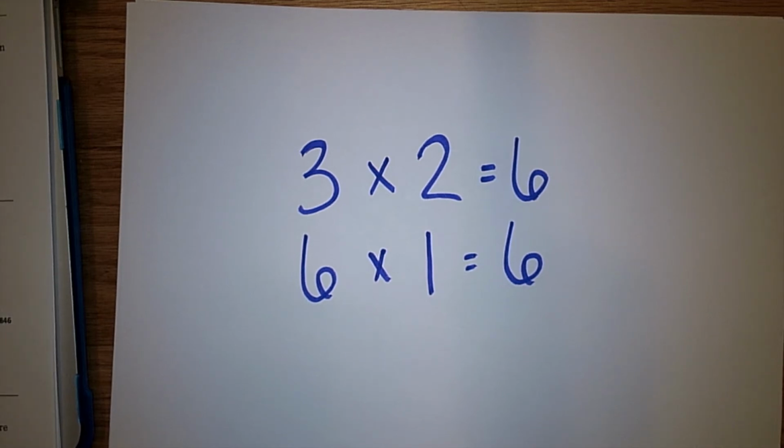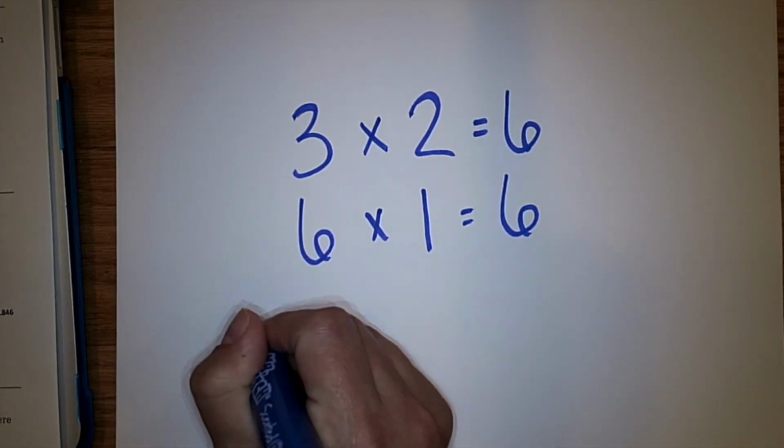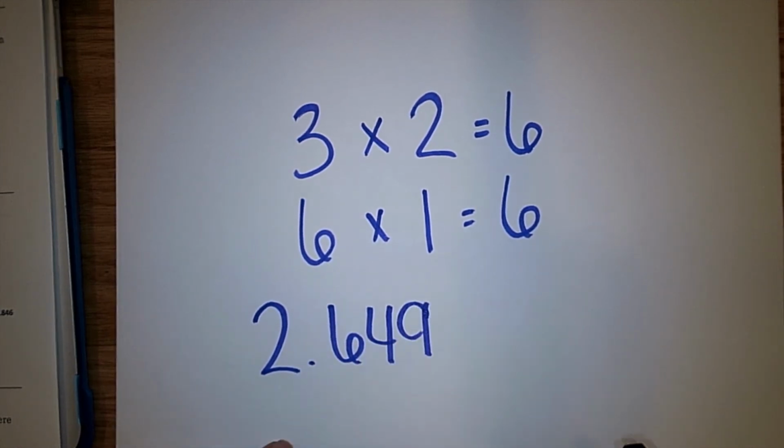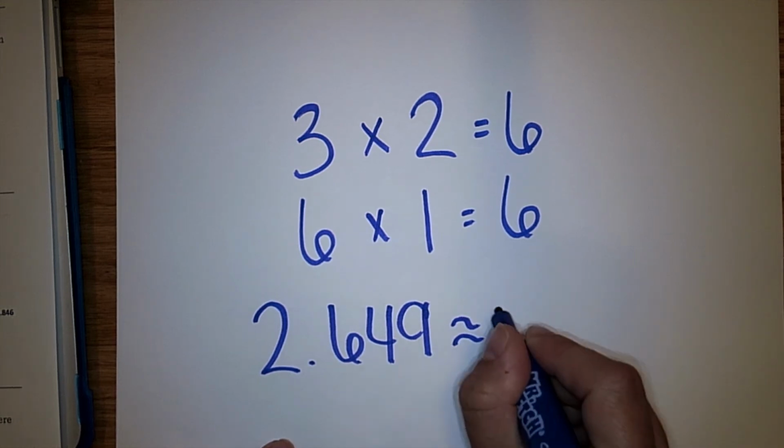Also, guys, you need to be reviewing your rounding. Like I said in the rounding overview, rounding is hard. It takes a lot of practice. So parents, you're going to give your child a number and you're going to have them round it to the nearest tenth, the nearest one, the nearest hundred. So a number like 2 and 649 thousandths rounded to the nearest one, it's going to be 3.